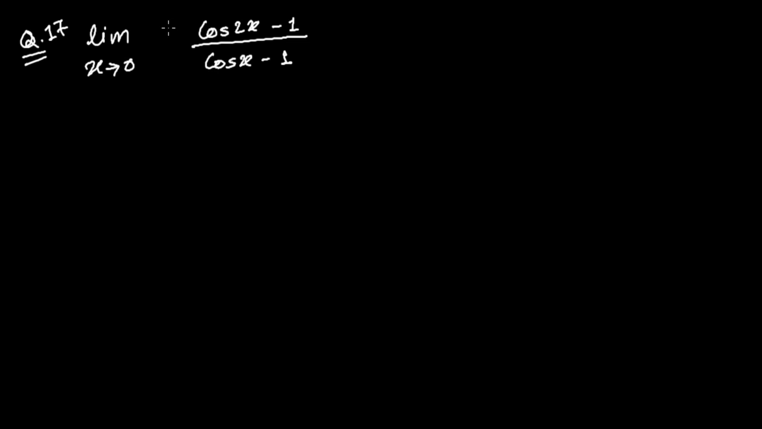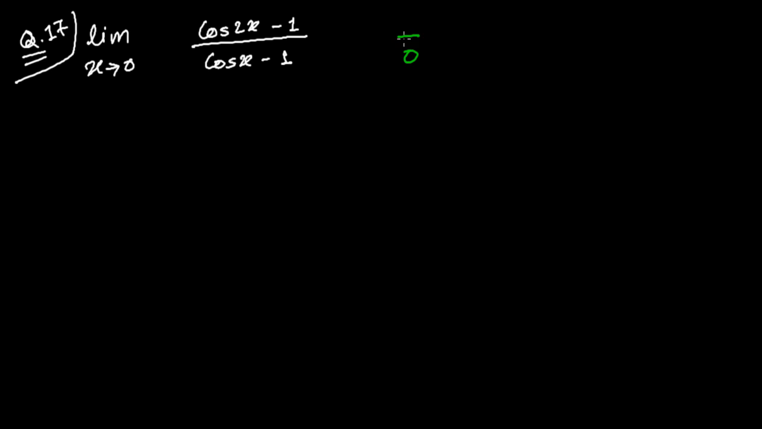Hello my dear friend, here we have the 17th question, and this time again the question is in the form of 0 by 0, and I told you how to check that. First you should check the denominator, whether that is getting some undetermined value or not. When you plug the value of x tends to 0 over here, it will be cosine of 0, and cosine of 0 is 1. So 1 minus 1 in the denominator is going to be 0.